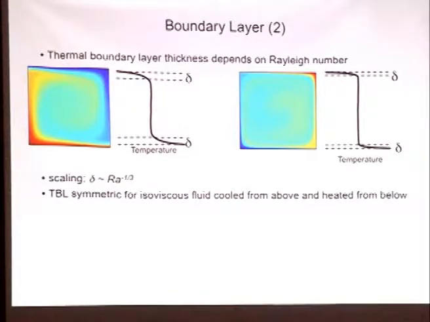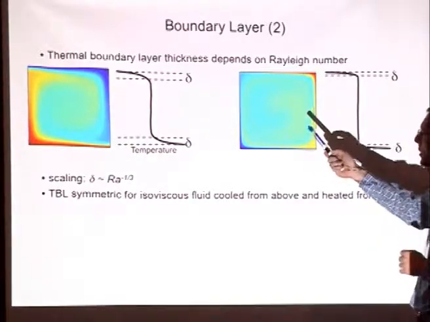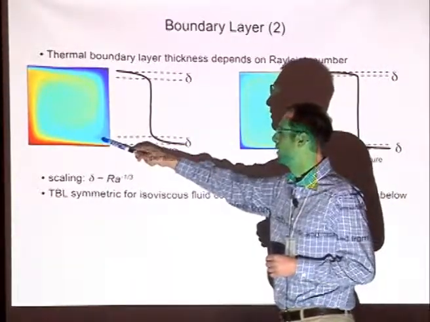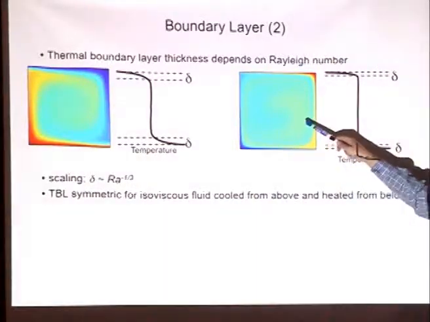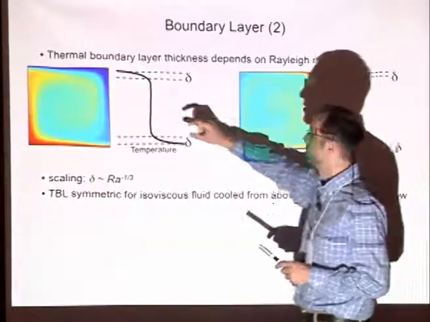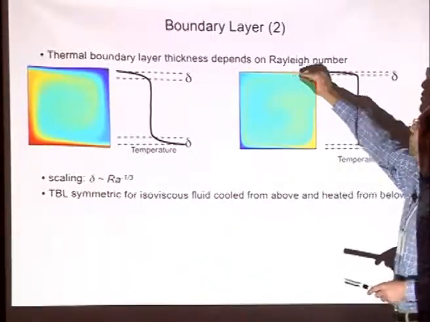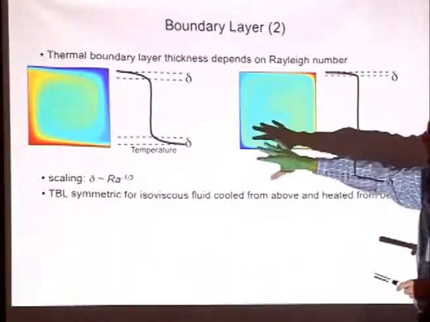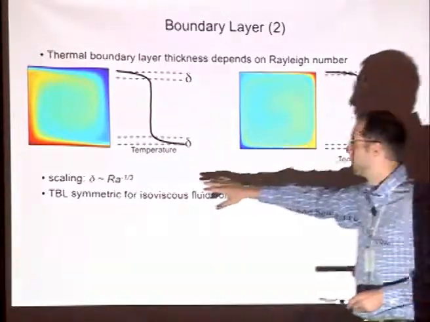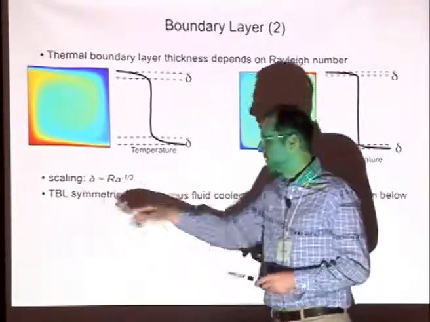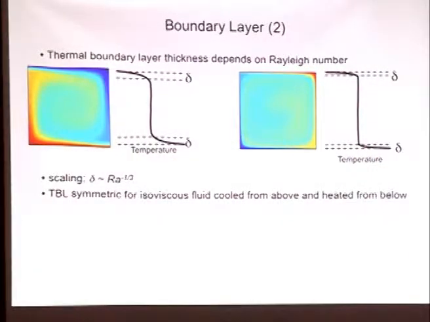So the thickness of the boundary layer depends critically on the Rayleigh number. And you see two images here. This one is for a slightly lower Rayleigh number. This one is for a slightly higher Rayleigh number. And if you squeeze your eyes, you can see this very well. So the boundary layer here is about this scale. The boundary layer here is much reduced, so it's much thinner. And the scaling, you can go to a textbook and look up how to derive this. I'm not going to do it here. The scaling would be delta is proportional to Rayleigh to the minus 1/3.